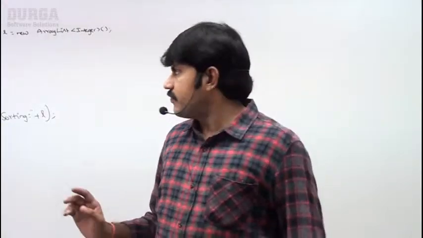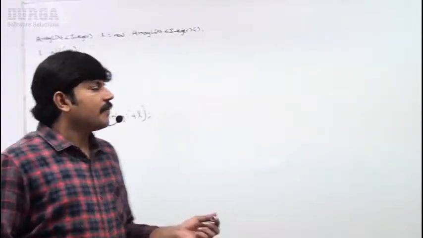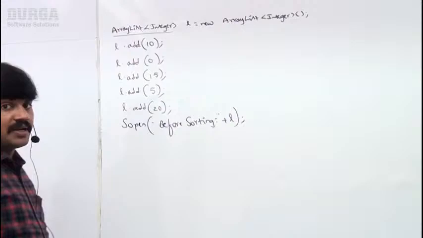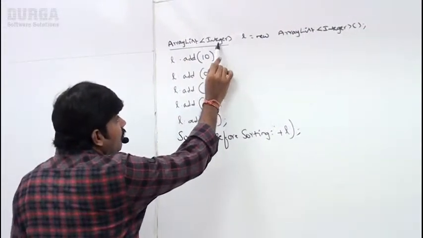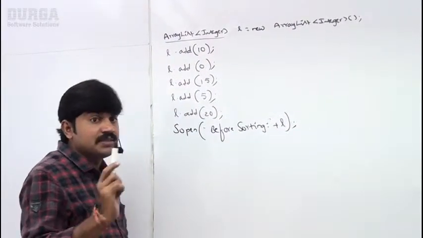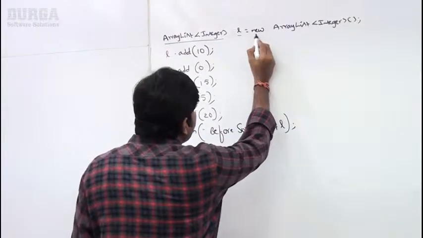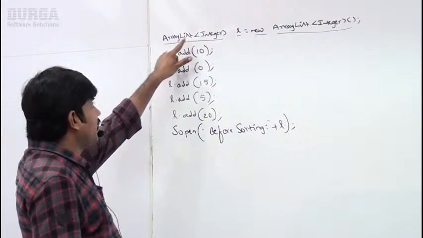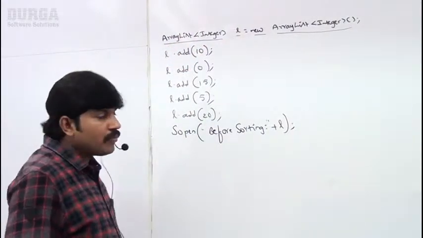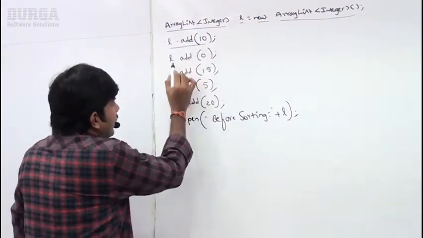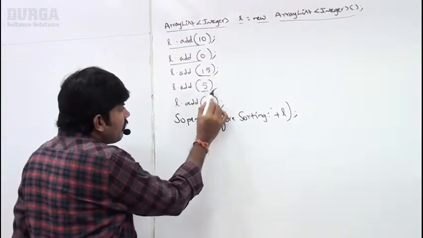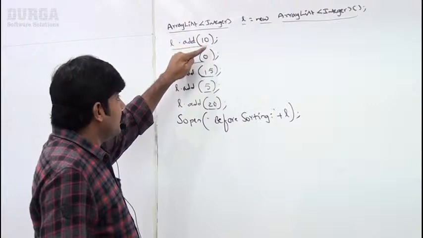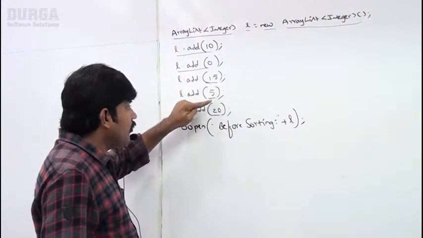Observe that very carefully, sir. I'm taking one ArrayList object. Can you please read it? ArrayList of Integer l is equal to new ArrayList of Integer. Now l.add of 10, 0, 15, 5, 20. Can you please observe which elements I added? 10, 0, 15, 5, 20.